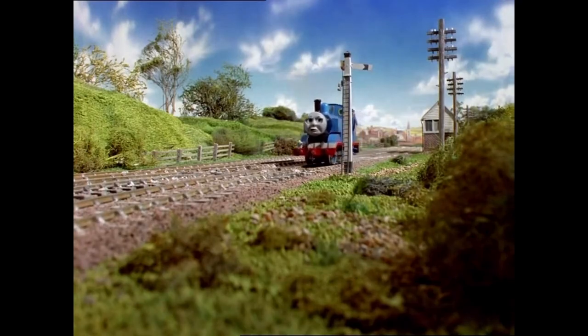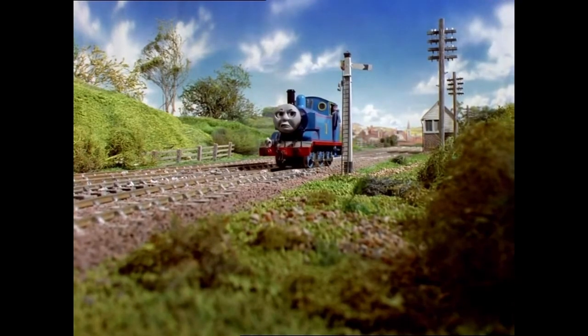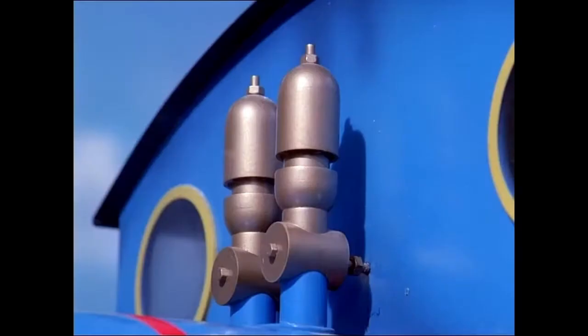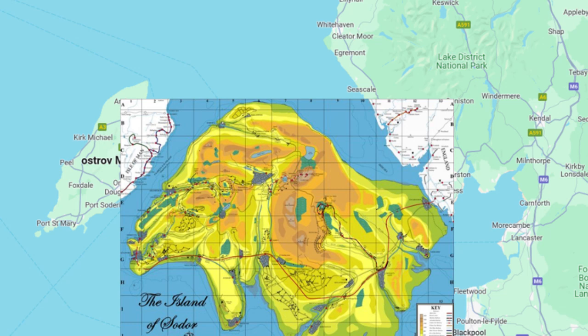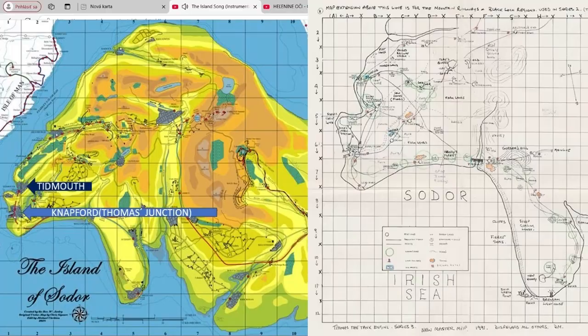Number 2. The television series and the Railway Series used different maps on which the stories took place. Thankfully, we have access to both of these maps. For the Railway Series, it is the one drawn up by Wilbert Awdry, the creator, and for the TV series, it is the one drawn up by David Mitton, the series director. We are going to compare these locations between these two maps.